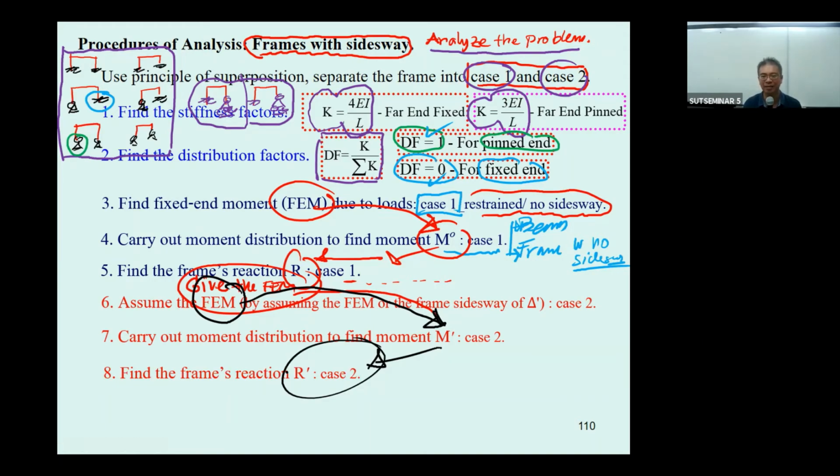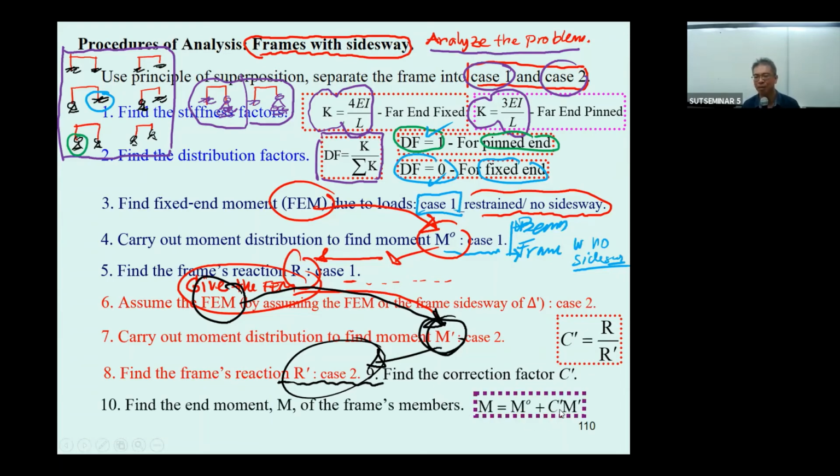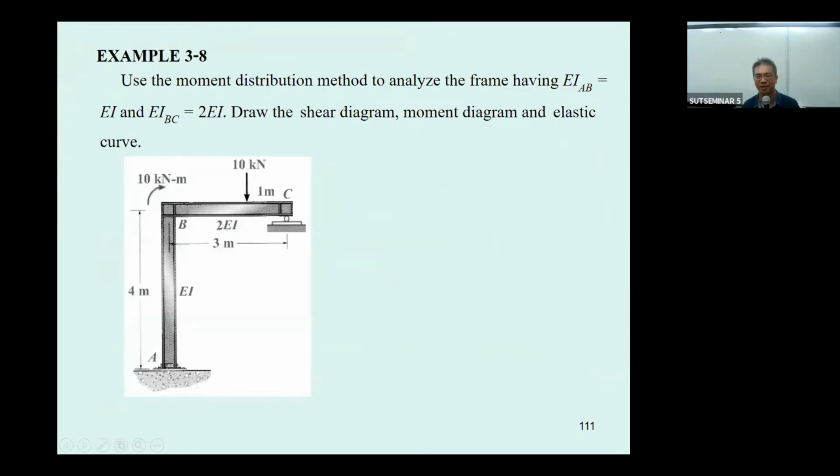And then this is going to be another end, and then you compute the C prime. C prime equals R over R prime. And then you make the correction to the M prime here. And later you put C prime M prime plus M sub O. You get the end moment for the problem you are solving. And then you do the free body diagram, shear diagram, moment diagram, and then elastic curve. This is going to be a very long problem, so you must plan your work carefully, okay?